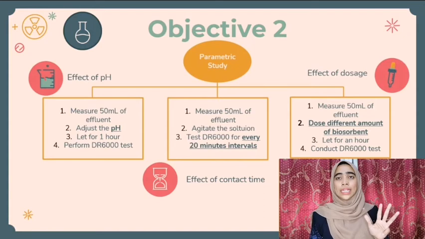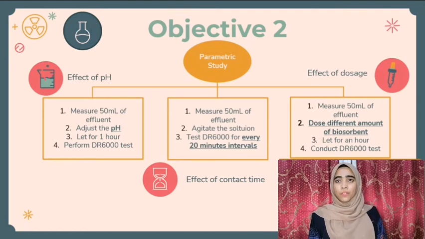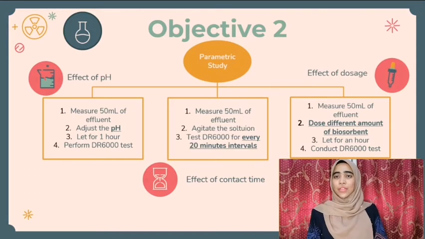After an hour, 10 ml of each solution will be taken and filled into 8 different sample cells. The fifth step is to add Ferrover iron reagent into every sample cell. Let the mixture sit for 3 minutes before it is tested on the DR6000. The result will be displayed on the screen and the data recorded. Next is the effect of contact time.